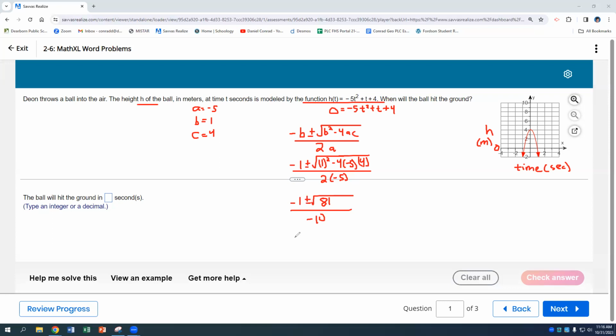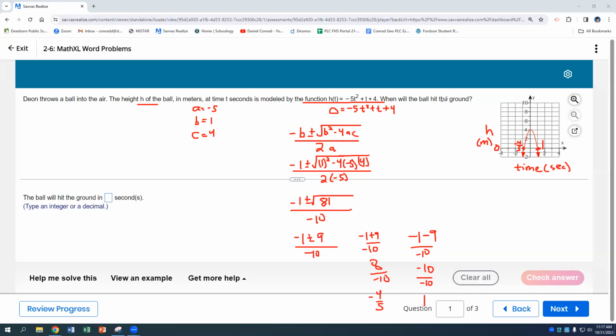The square root of 81 is 9, so we get negative 1 plus or minus 9 divided by negative 10. So this is going to give me negative 1 plus 9 over negative 10, and then negative 1 minus 9 over negative 10. So this is going to give me 8 over negative 10, which is negative 4/5, because you've got a negative. And over here, we're going to get negative 10 over negative 10, which is going to give me positive 1. So over here we have negative 4/5, and over here we have positive 1.